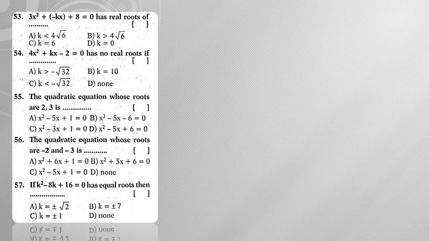Next, moving on to question number 53. 3x square plus minus kx plus 8 is equal to 0 has real roots. So what is the meaning of real roots? Delta should be greater than or equal to 0. So from this, b square means minus k whole square minus 4 into a is 3, c is 8, so greater than or equal to 0. From this I can write k square minus 4 3s are 12, 12 8s are 96, greater than or equal to 0.